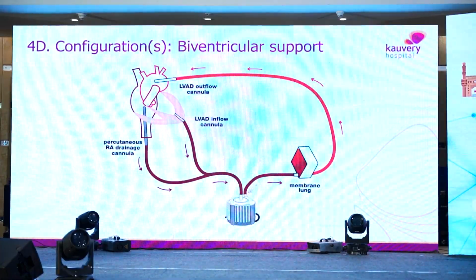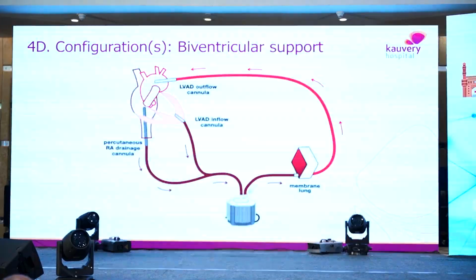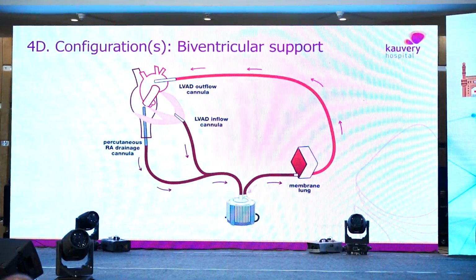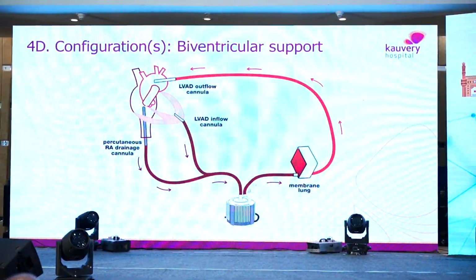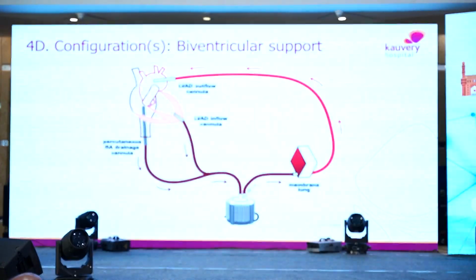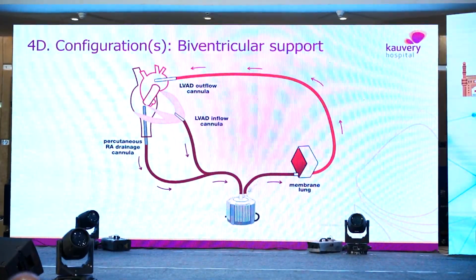So you can use a Centrimag in this configuration, and it's almost similar to using an LVAD in a temporary situation. If, for example, you have a problem only with the RV, then you can remove that aorta connection and put it into the pulmonary artery. And that is basically an RVAD. If you use it without an oxygenator, you are just providing an RVAD with a Centrimag.